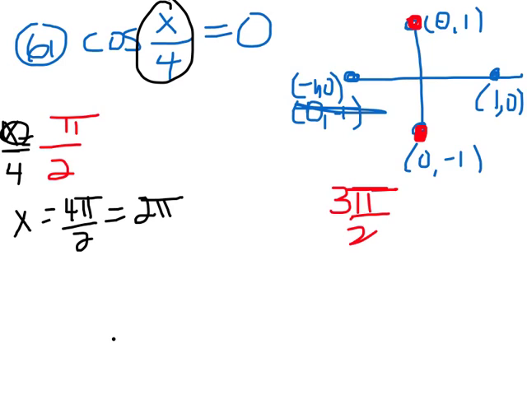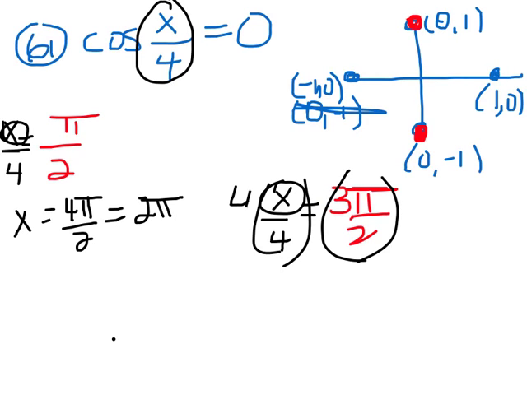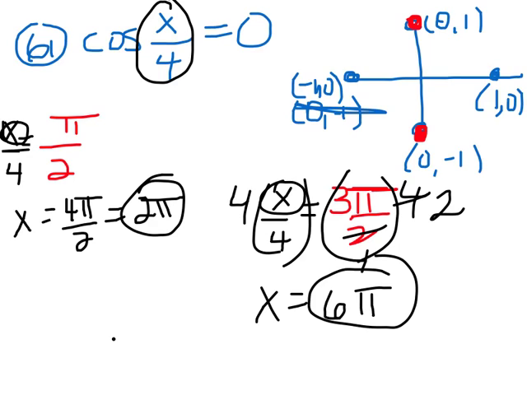I also know this is a solution for cosine of an angle being 0, but it's x over 4 in this case, that gives us the 3 pi over 2. So if I want to solve for x, multiply both sides by 4. It'd be 12 pi over 2, but I could reduce first. Either way, I end up with 6 pi, right? So I get 6 pi and I get 2 pi.